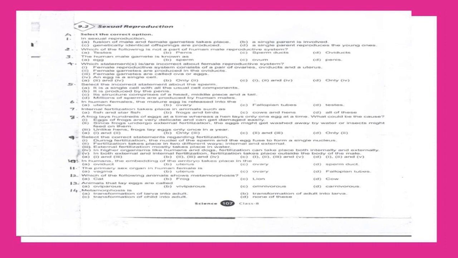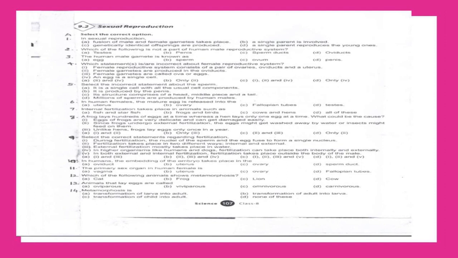Right? Then question 10. In human, the embedding of the embryo takes place in the uterus. Embedding, implantation, that is taking place in the uterus. 11. The primary sex organ in human female is ovary. Sex organ of human female, it is ovary. Then which of the following animals shows metamorphosis? It is frog.